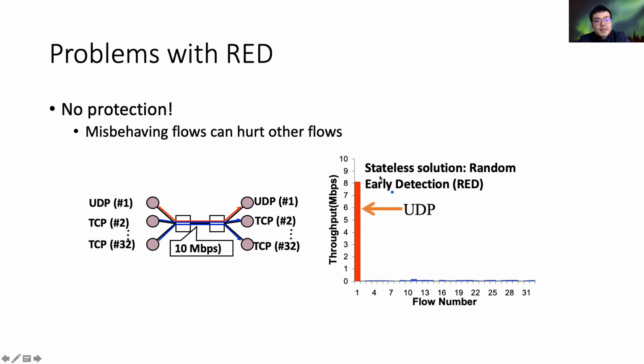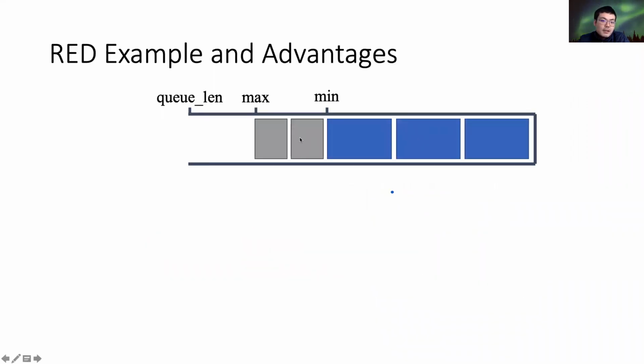So the problem is that this is a stateless solution. The RED router is stateless. It doesn't really care which flow a packet is from. I just take a packet, and if it's within min and max, then based on the queue length, I flip a coin and drop a packet randomly.